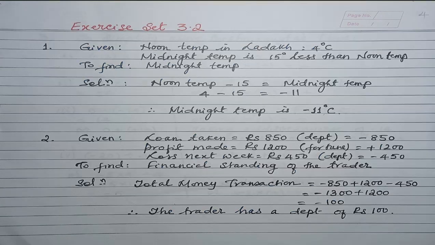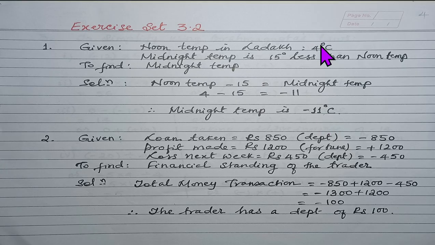Now coming to the next exercise, that is exercise set 3.2. If you read the statement again, that is the first example, you are given that the noon temperature in Ladakh is 4 degrees Celsius. The midnight temperature is 15 degrees less than the noon temperature. So we have to find out what is the midnight temperature. The noon temperature minus 15 degrees Celsius is the midnight temperature. That means 4 minus 15 is equal to minus 11. Therefore the midnight temperature is minus 11 degrees Celsius.